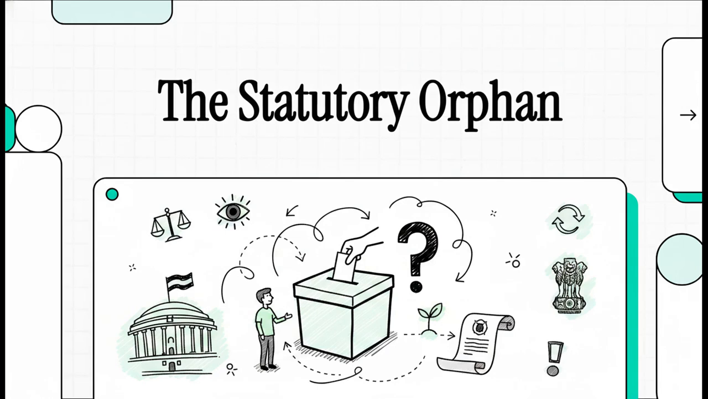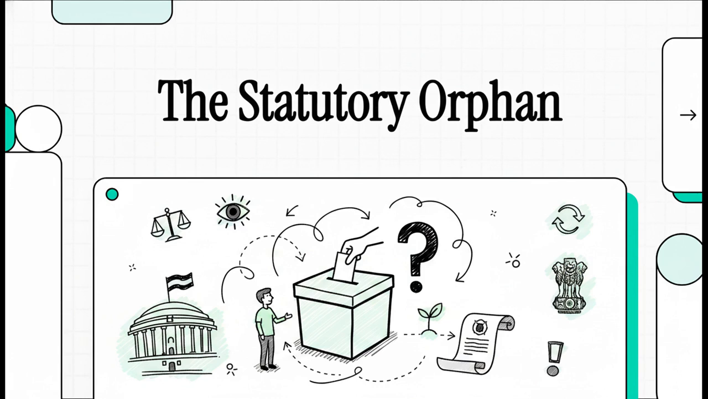Welcome to the Explainer. Today we're unpacking a really fascinating constitutional riddle, one that sits right at the heart of the world's largest democracy. Former Chief Election Commissioner S.Y. Qureshi actually came up with a brilliant metaphor for this. He called the Indian citizen's right to vote a statutory orphan.